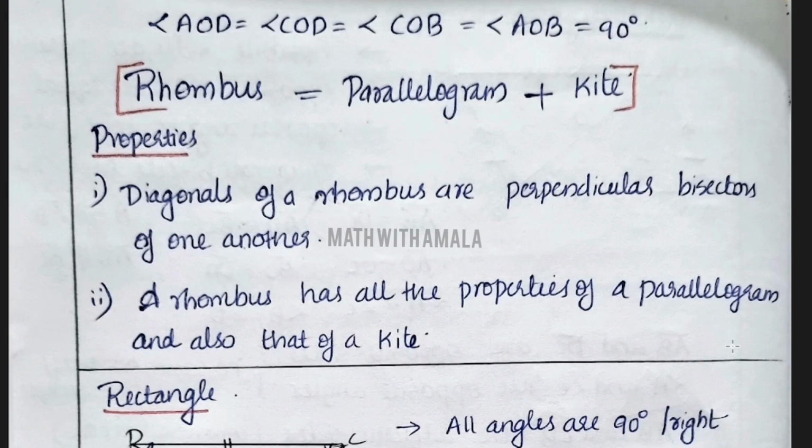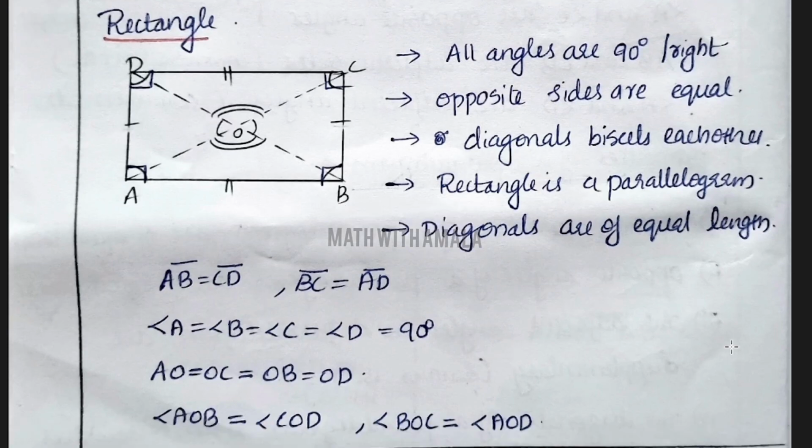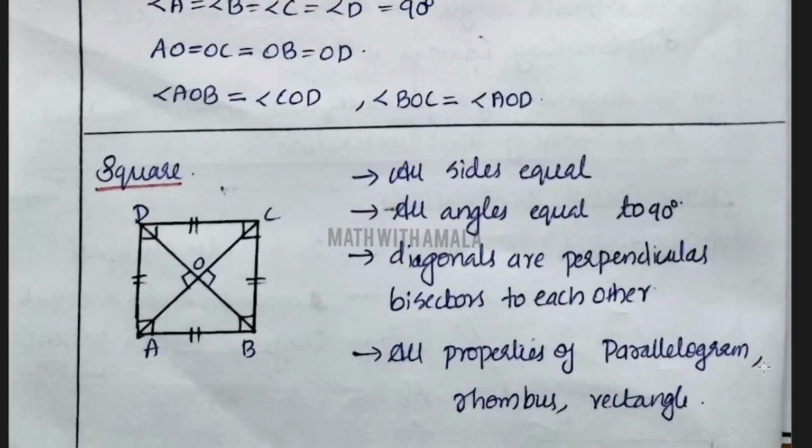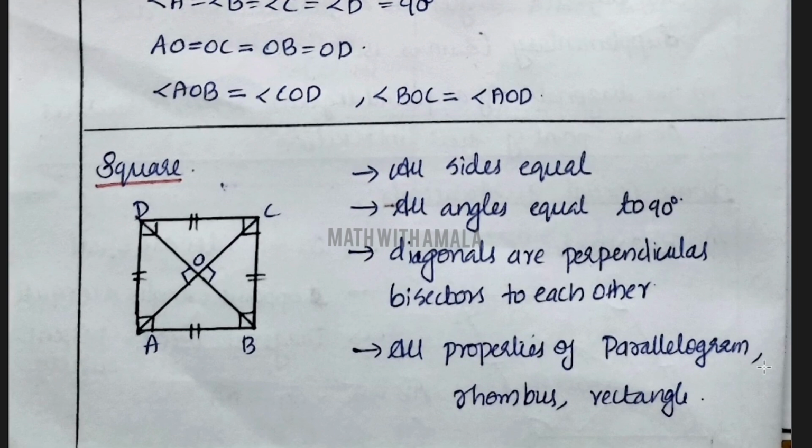Now let's come to the rectangle. In a rectangle, all the angles are 90 degrees, or right angles. Also, opposite sides are equal. Diagonals bisect each other. A rectangle is a parallelogram. Diagonals are of equal length. Here AB equal to CD, BC equal to AD. You can clearly see that in the figure. The double lined are equal and the single lined are equal, but the double line is not equal to the single line. And the 90 degree angles are also marked there. Only one pair of angles formed at the intersection of the diagonals is equal. The others are equal to each other, but all are not equal to each other.